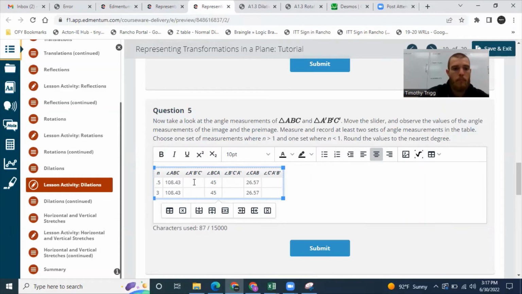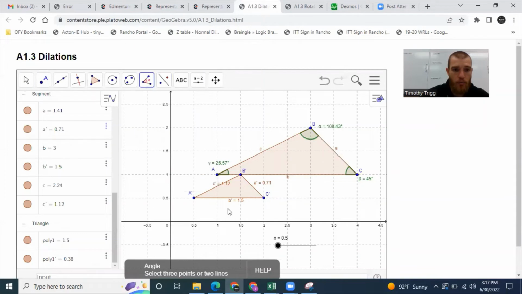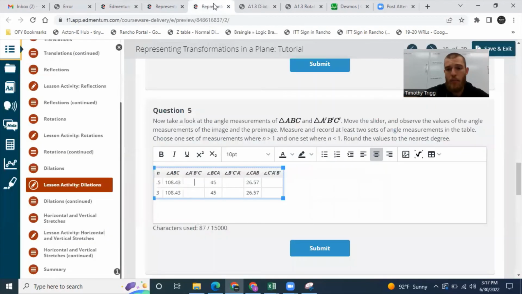Okay. Now, what about when we look at the image? So let's go ahead and find the angle measures on this image. So same thing, we're going to go to this angle tool and click through the vertices. And again, we may need to move those so we can see clearly. Now, what do you notice here? Well, they're the same measures as the pre-image, aren't they? Yeah. So when we dilate a shape, it actually conserves angle measure, doesn't it?